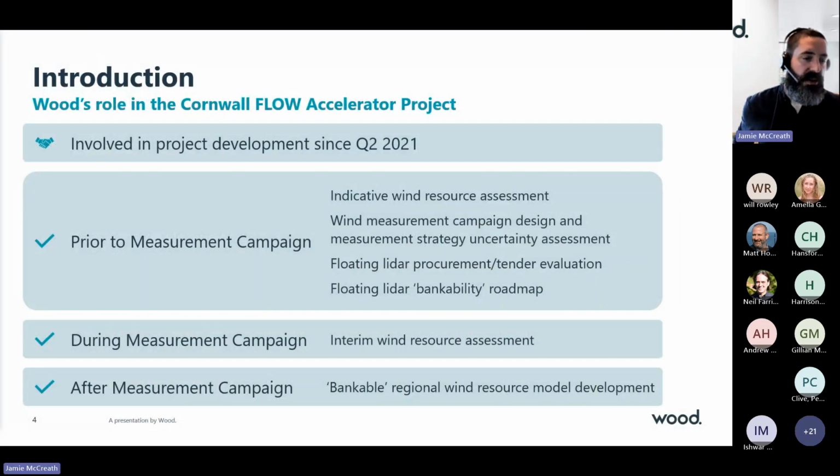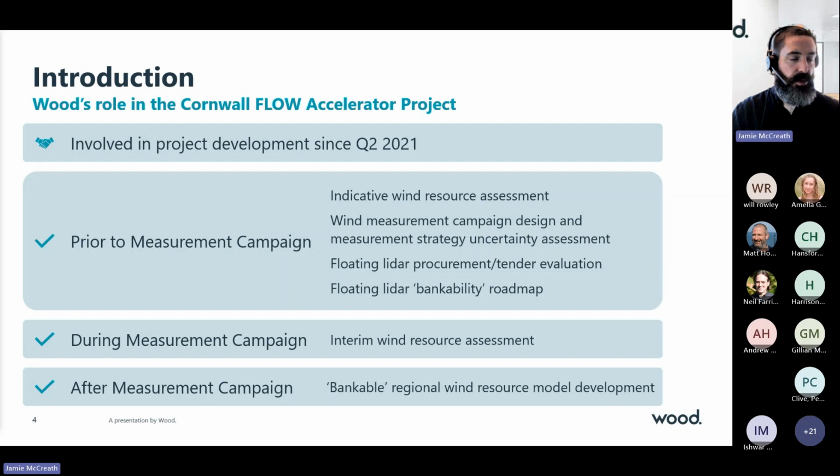So Wood's involvement with the project, we started work in Q2 of 2021. And we've basically been involved in the project prior to the measurement campaign that Rebu's given us an overview of, during the campaign, and also after the campaign has been finished. And the presentation here is really going to talk about the analysis that feeds into this regional wind resource model, which was developed after the campaign ended.